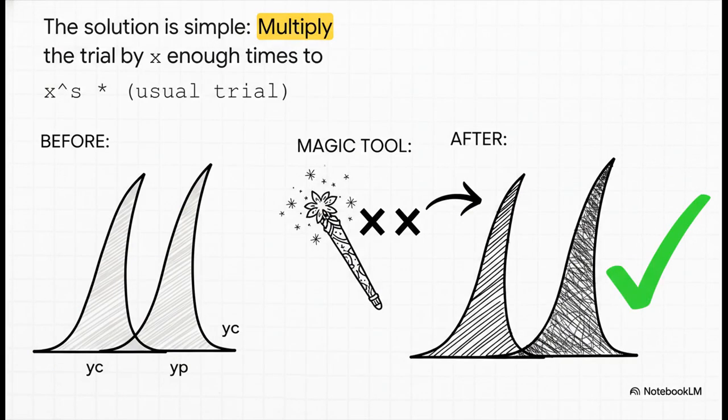And here's the fix. Honestly, it's so simple it almost feels like cheating. If your guess overlaps with yc, you just multiply that guess by x. If it still overlaps, you multiply by x again. You just keep going until it's unique. Why does this work? Because multiplying by x creates a new function that's mathematically independent from the original term. It's a clever little sidestep that gives us a new guess that won't get canceled out.